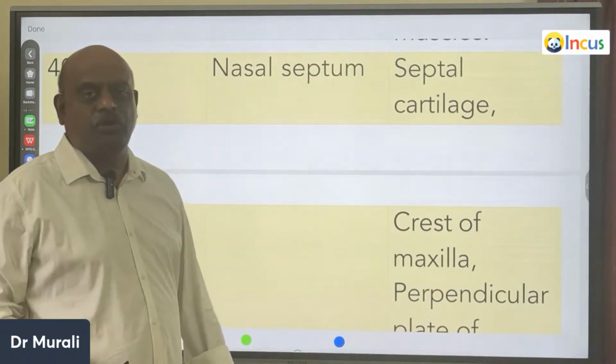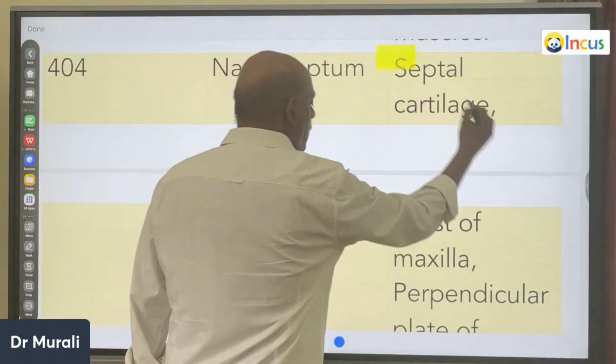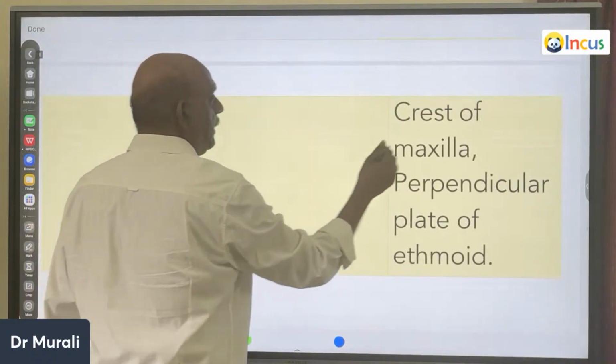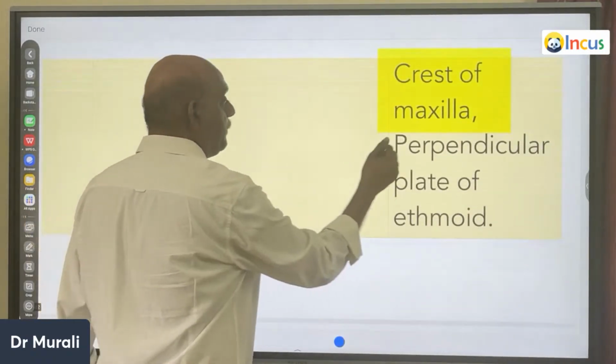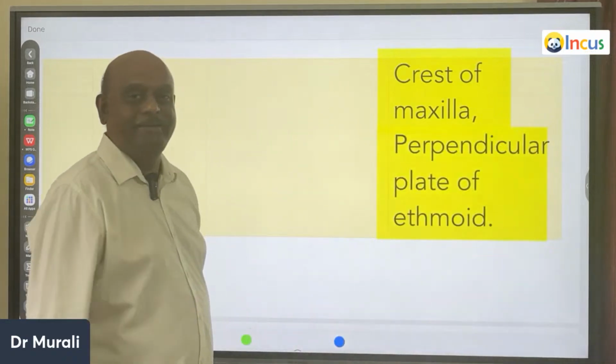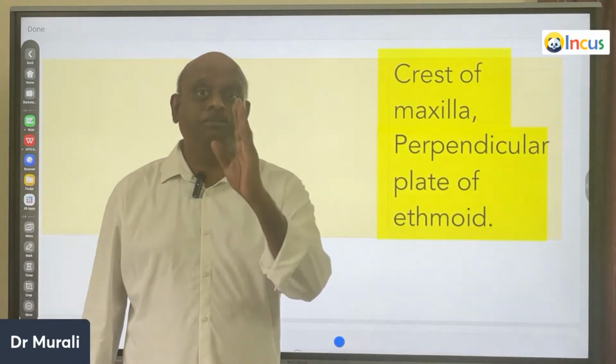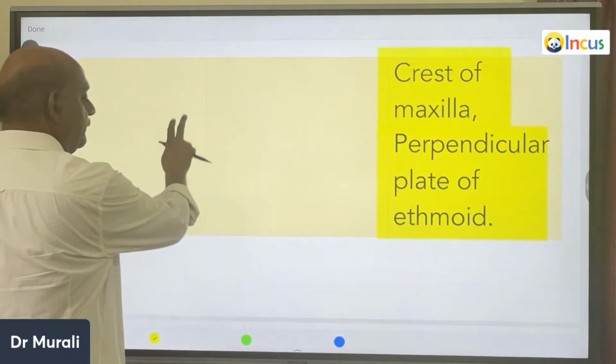How is the nasal septum formed? We have the septal cartilage, the crest of the maxilla, and the perpendicular plate of the ethmoid. They are all the ones which form the nasal septum.